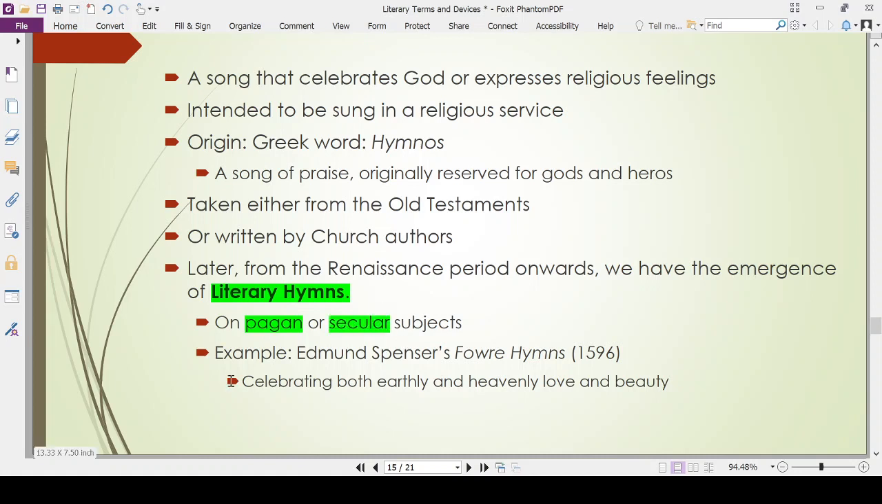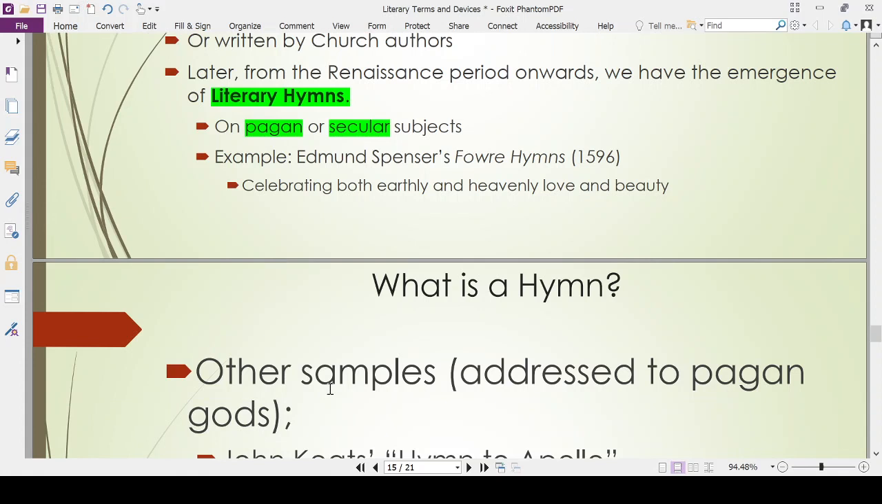There are so many different examples. One example is Edmund Spenser's Four Hymns, which of course celebrates not only heavenly love and beauty, but also earthly love and, of course, beauty.